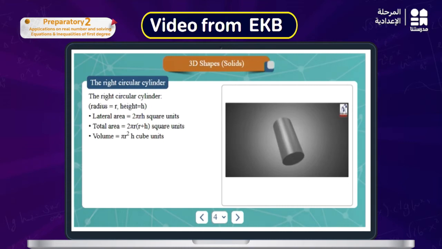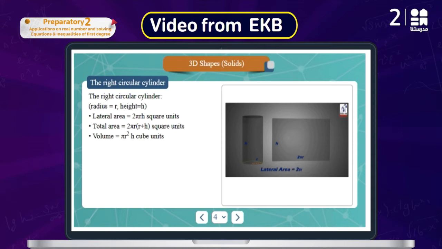To calculate the lateral area of the cylinder, we should know the length of the two sides that bound its side face. If we spread the side face, we can imagine it as a rectangle, where its length is the height of the cylinder. But what about the other side's length? The other side's length of the imaginary rectangle will be the perimeter of the base circle. The lateral area of the cylinder will be 2 pi r times its height h.